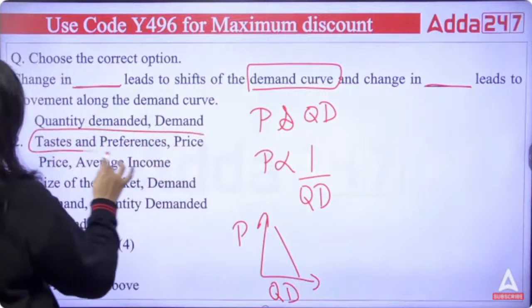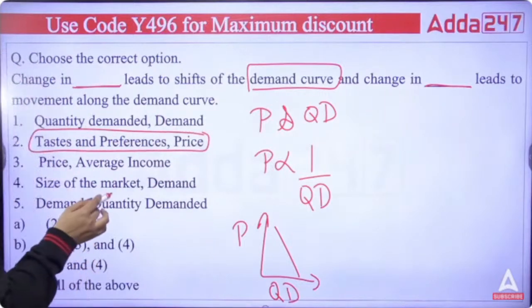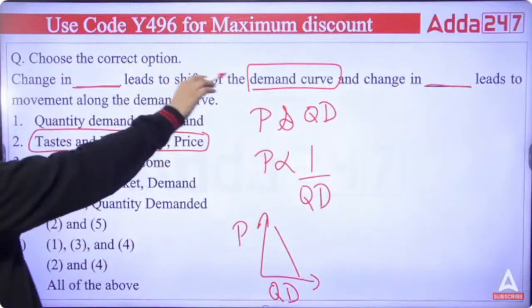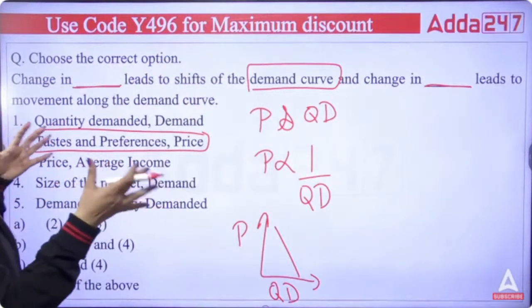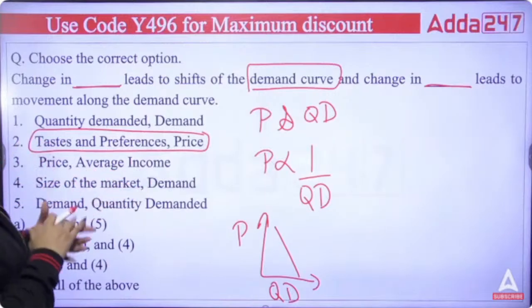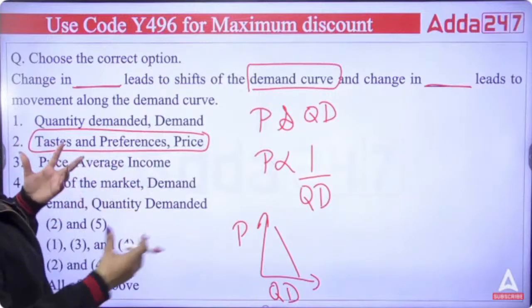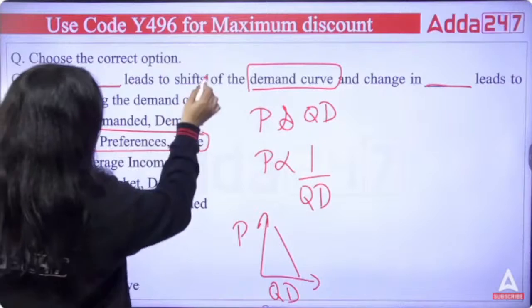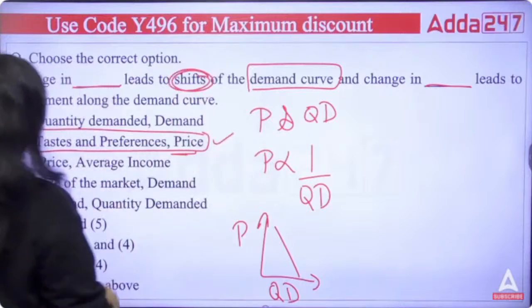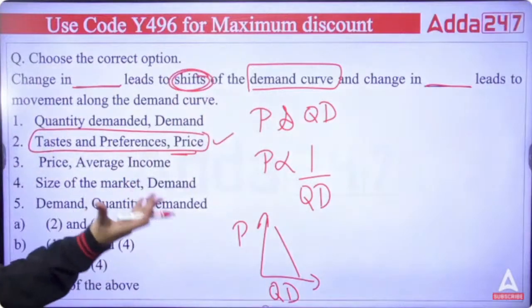And these are the factors which actually do what? Which actually lead to a shift in the demand curve. Other things have to be constant, but here the other things are changing, so it will show the shift in the demand curve. So second is correct for the first blank.